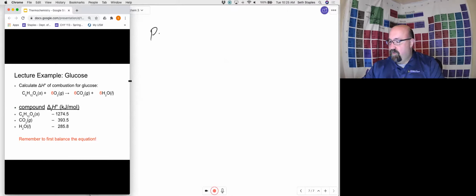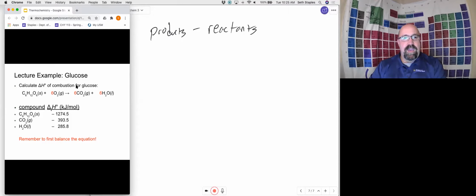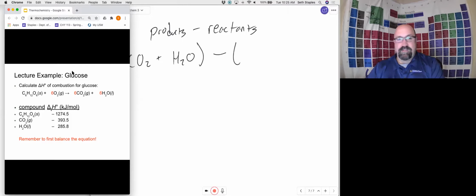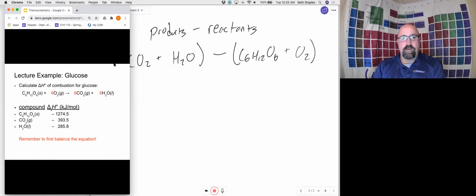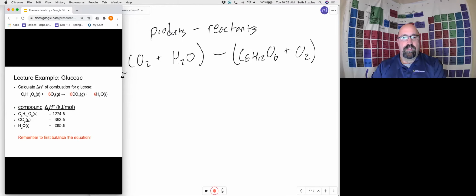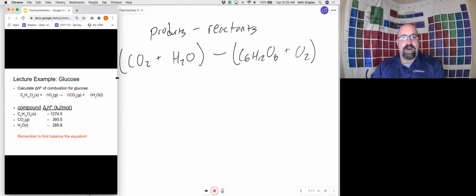And so it might help to even just sometimes write that out, that we're going to do products minus our reactants. And so that means, for our products, let's just write out what they are. We're going to look at the heat of formation of CO2 plus the heat of formation of water minus our reactants. And you don't have to write all of these out when you're doing these problems. I'm just showing you what it would look like. And so it's our CO2 plus our H2O, those are our products, minus the sum of our reactants.